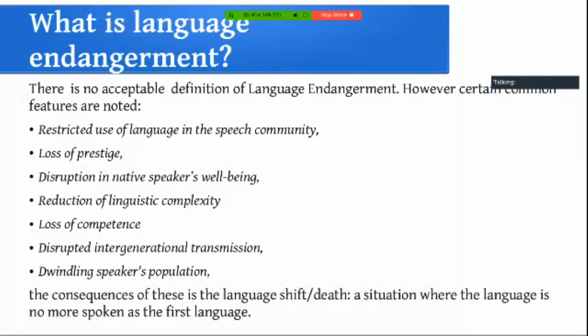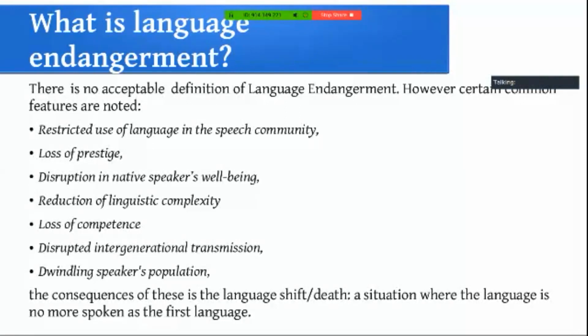The other thing we have noted is that if the total number of native speakers for a particular language is 10,000, and only 4,000 of them are speaking it, then there is also a loss of language. Within a particular family, intergenerational transmission can be maintained strictly, but at the community level, there is no intergenerational transmission. So a dwindling speaker population is also a very clear indication of language endangerment.